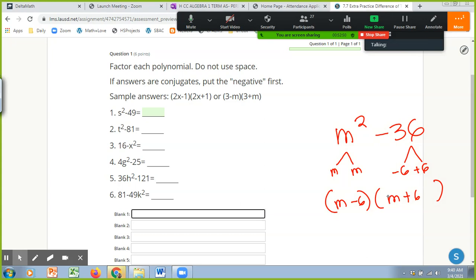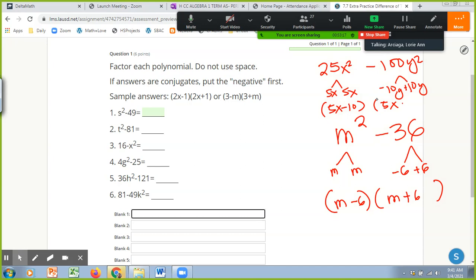If there is a number, you're going to do the same thing. Just get the square root of the number. Let's say 25x squared minus 100y squared. You're going to do the same thing: 5x, 5x, 10y, 10y, 1 negative, 1 positive. There you go. So it's going to be 5x take away 10y, and then 5x plus 10y. Try telling me a different formula or saying the formula another way.